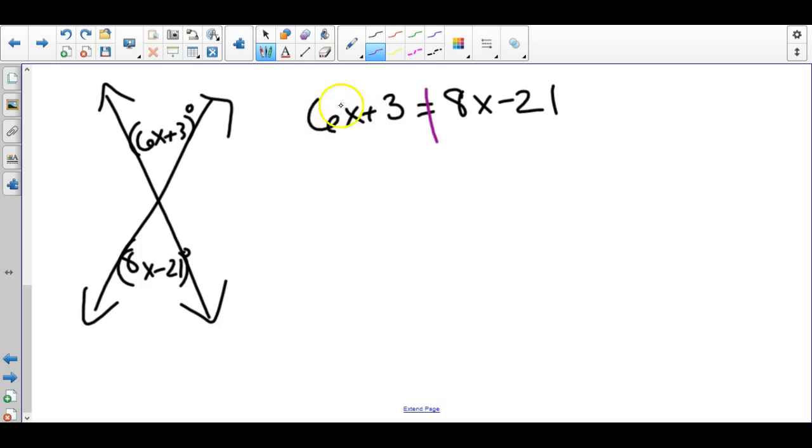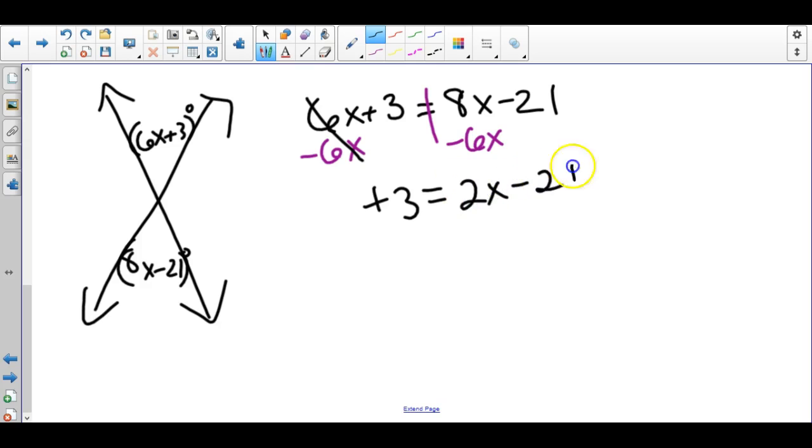I could pick 6x to move, or I could pick 8x to move. It doesn't matter. I usually choose the smaller one, so I'm going to minus 6x from both sides. Since it was a positive 6x, no plus sign was written here, but we know if there's no plus sign written there, it is positive. 6 minus 6 is 0, so that goes away. 8 minus 6 is 2. So we have positive 3 equals 2x minus 21.